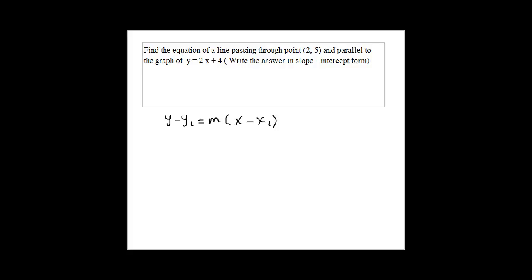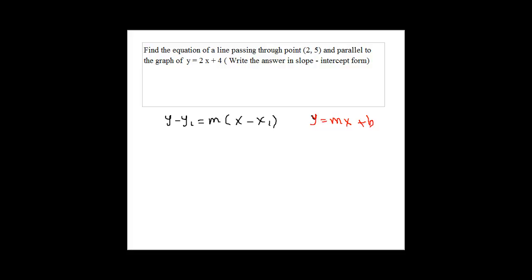Okay, so it looks like you're using the point-slope formula. You can use that, but there's an easier one. You can use y is equal to mx plus b. You can use the slope-intercept formula or point-slope formula. This is called the point-slope formula.